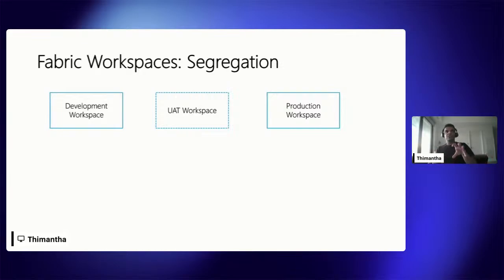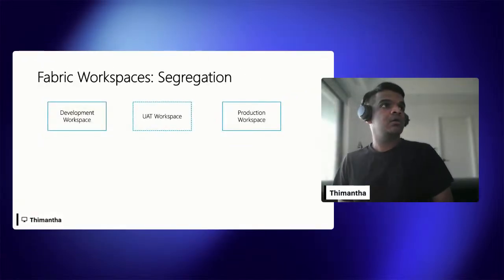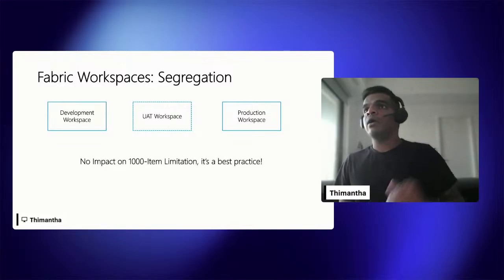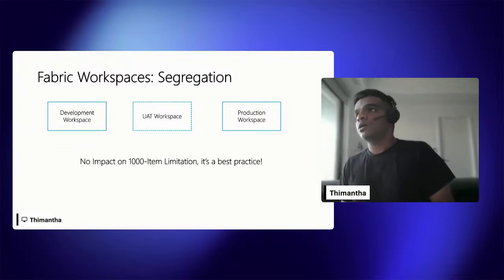So with Fabric workspaces, you need to follow this strategy. You need to follow this concept at the minimum level for anything that you build within Fabric, right? But this does not have any impact on the 1,000 item limitation, right? This is a best practice.